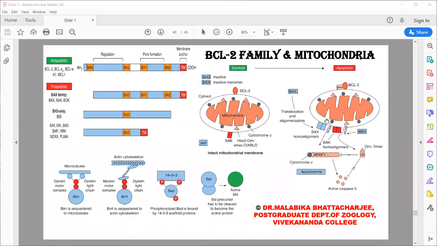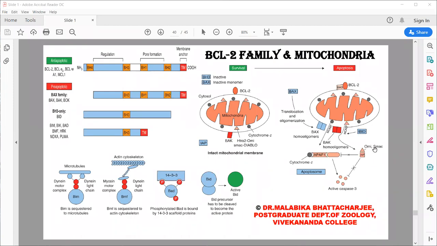It forms a pore on the mitochondrial membrane. As a result of this pore formation, the outer membrane permeability of the mitochondria is lost, and 3 categories of proteins are liberated from the mitochondria, as you can see. OMI, this is OMI and SMAC, and this is cytochrome C. So the moment the outer membrane permeability is compromised, 3 categories of proteins are liberated from the mitochondrial intermembrane space.